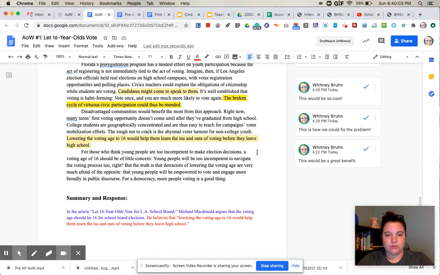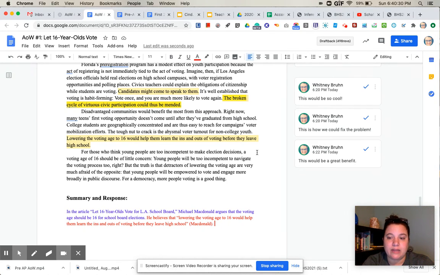Now I need to cite my quote. So I'm going to do that by putting the author's last name in parentheses. So now I have a concrete detail, right? Michael McDonald is arguing that the voting age should be 16, and then I'm providing a concrete detail that proves that he thinks that the voting age should be 16 for school board elections, not for like president or anything like that. Now I want to have some commentary sentences.